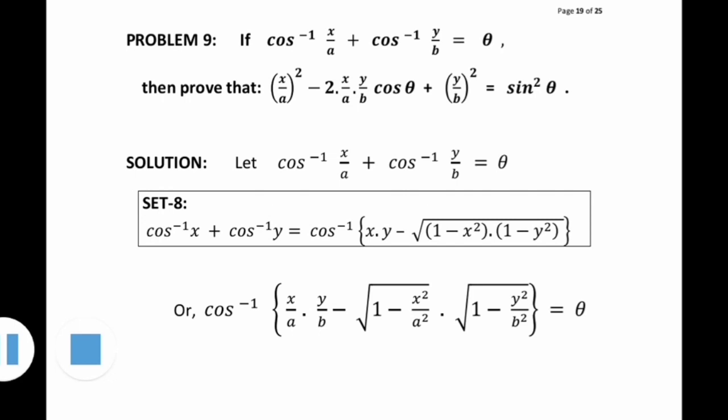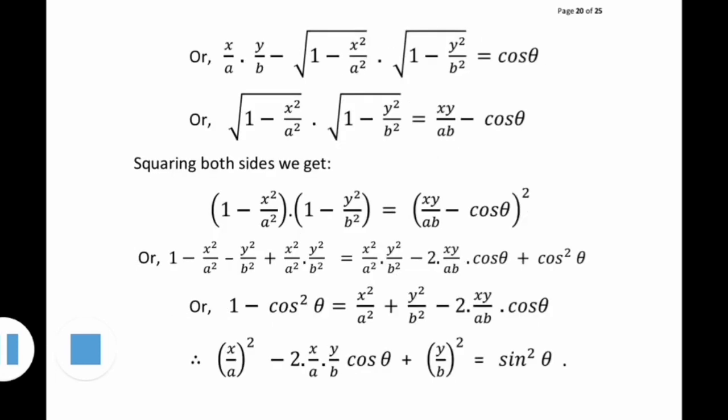So here we apply the definition of the inverse circular function, that is, if cos inverse x equals theta, we get x equals cos theta, and accordingly we get the next step here, that is x by a into y by b minus square root of 1 minus x square by a square into square root of 1 minus y square by b square, that equals cos theta.